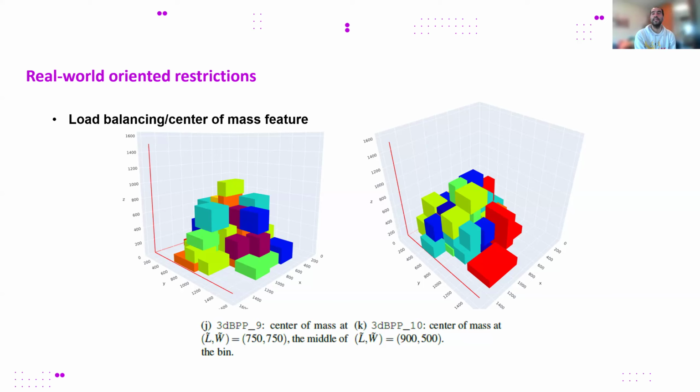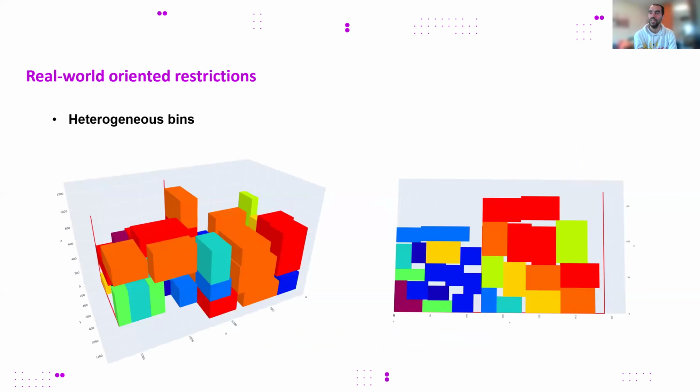Or also, a very important real-world thing is, for example, heterogeneous bins. Here we are also seeing that we can solve the 3-dimensional bin packing problem and also the 2-dimensional bin packing problem, using bins that are of different sizes and also different weight restrictions.